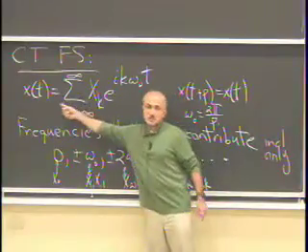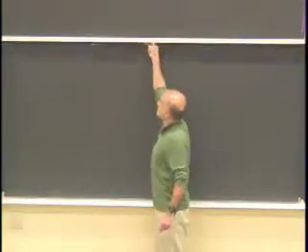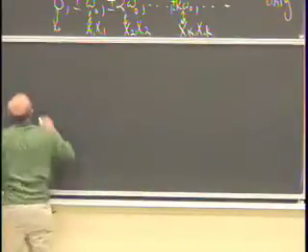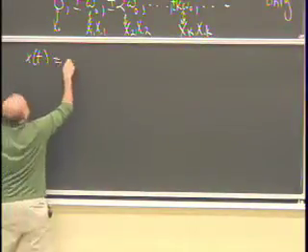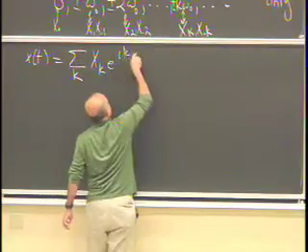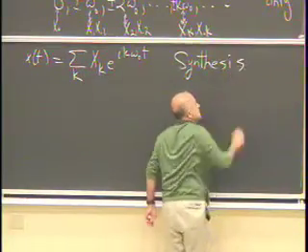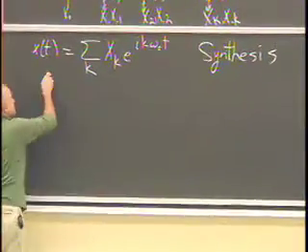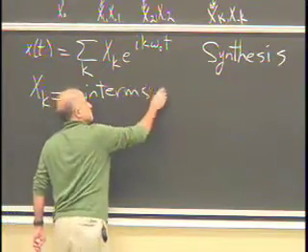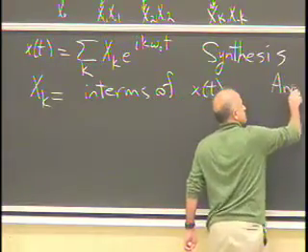This is the synthesis equation. You've already seen the synthesis equation. It's the one that tells you how to break up a signal, or how to synthesize a signal, by linearly combining complex exponentials. So x of t, I'll rewrite it here. Sum over all k of x sub k e to the i k omega naught t is the synthesis equation. And we're after the analysis equation, the one that tells you how to express x sub k in terms of x of t. This would be the analysis equation.